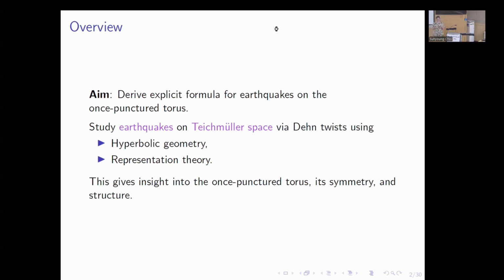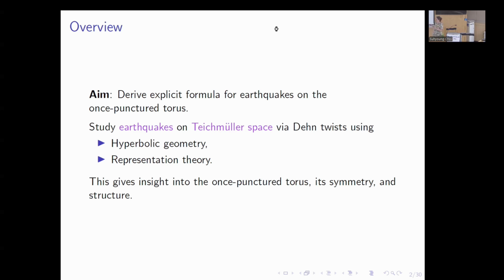So why do we care about this? Earthquakes were first introduced in this kind of generality that we'll use by Thurston when he was studying hyperbolic structures and Teichmüller space. And most importantly, maybe, he proved this earthquake theorem, which says that if you have any two hyperbolic structures of a surface, they are connected by a unique earthquake. So it's a very useful tool for understanding these kinds of structures.